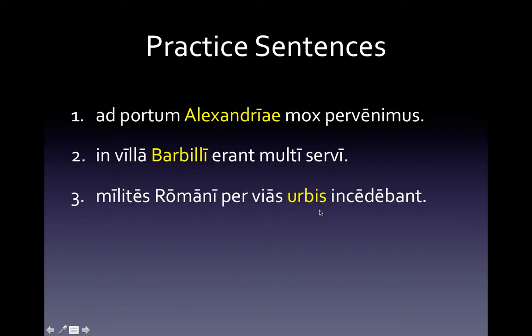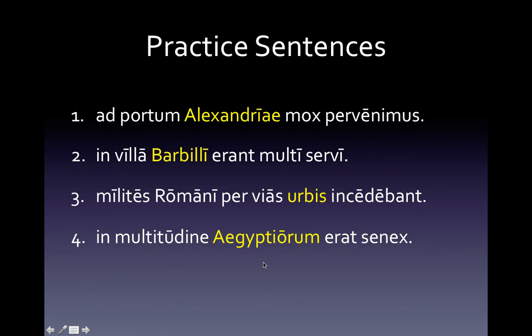Milites Romani per vias urbis incedebant. All right, urbis here, this is our genitive singular third declension. It is most likely possessing this noun right here. Genitives can only possess nouns. So the streets of the city, or the city's streets. So the Roman soldiers were marching through the streets of the city.